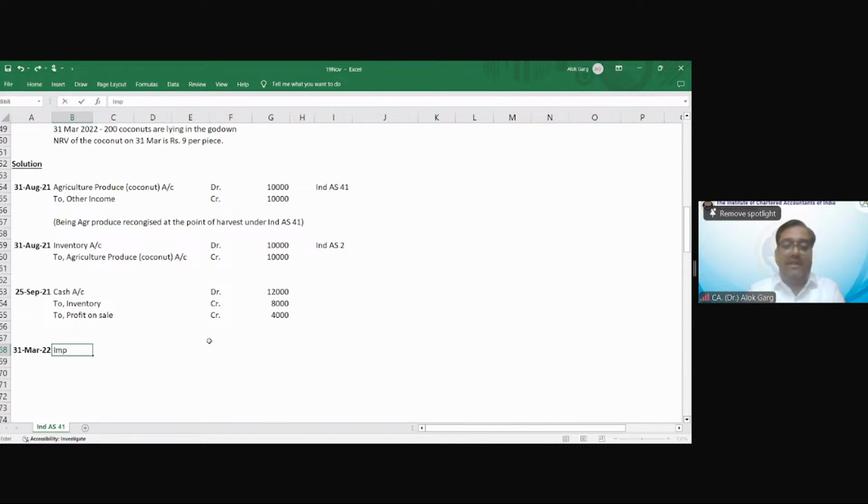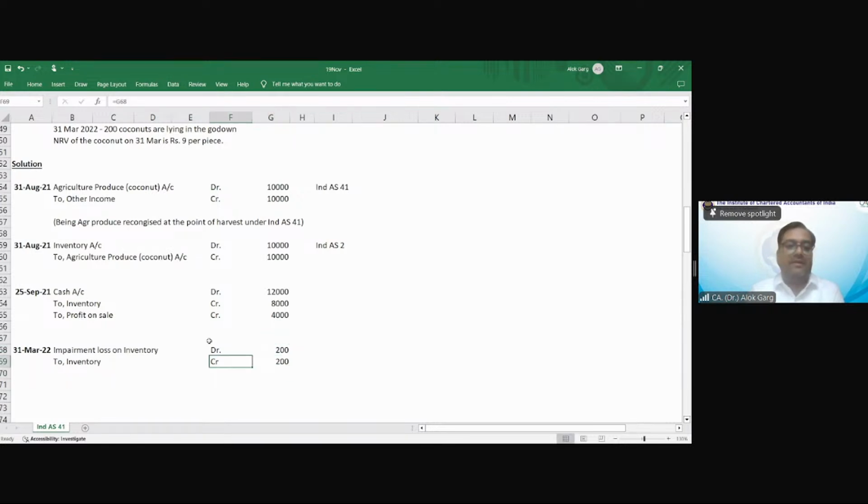So impairment loss on inventory, debit, it will go to P&L. To what? To inventory. Is this entry clear to everyone? Yes, sir. Being inventory recognized at cost or NRV, whichever is lower, 200 items into 1 rupee.